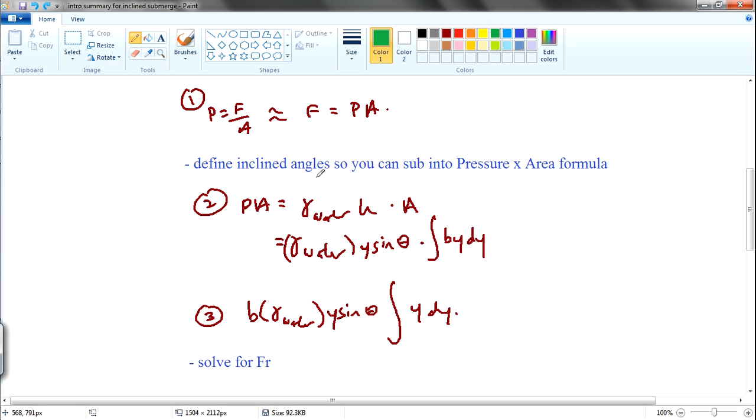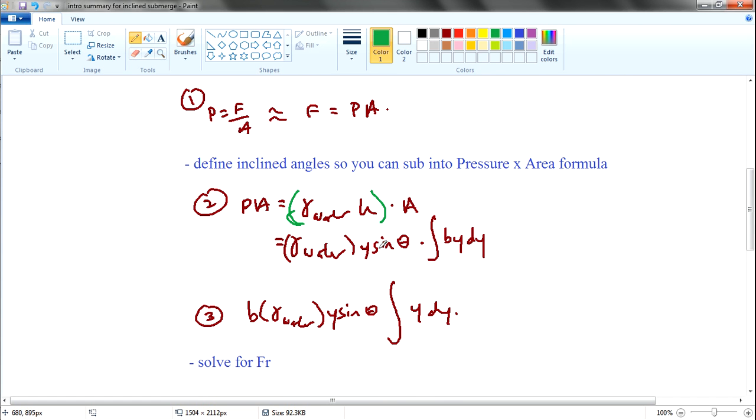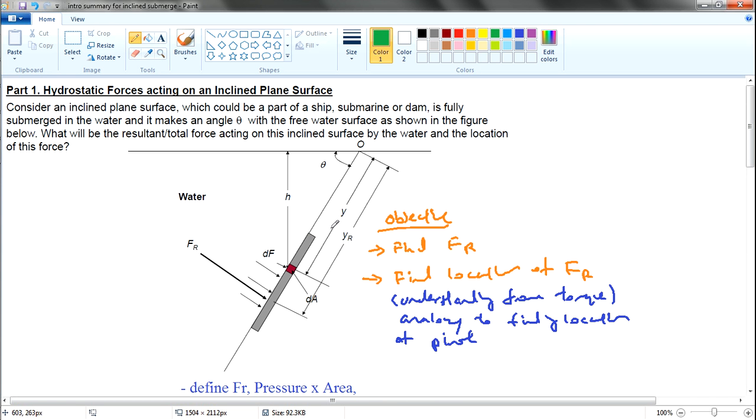So you can rewrite pressure in terms of this term over here. And since the plane is inclined, as you can see, h is this vertical length. If it's inclined, you're going to use sine theta, so h equals y sine theta. This y is measured from the so-called pivot point of the plane itself, where the largest force is acting.